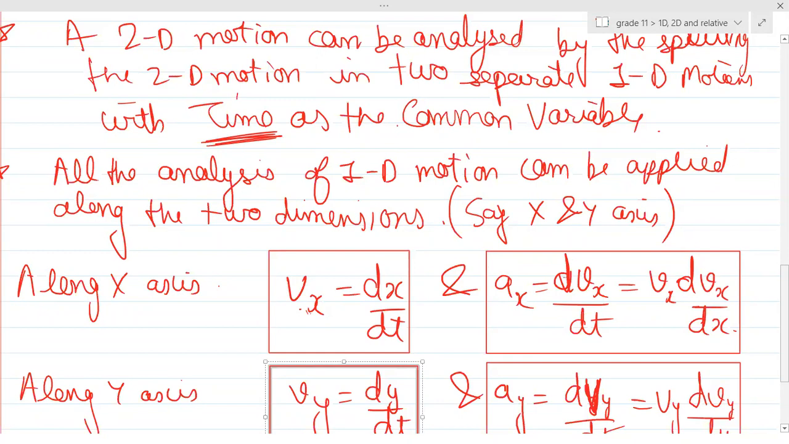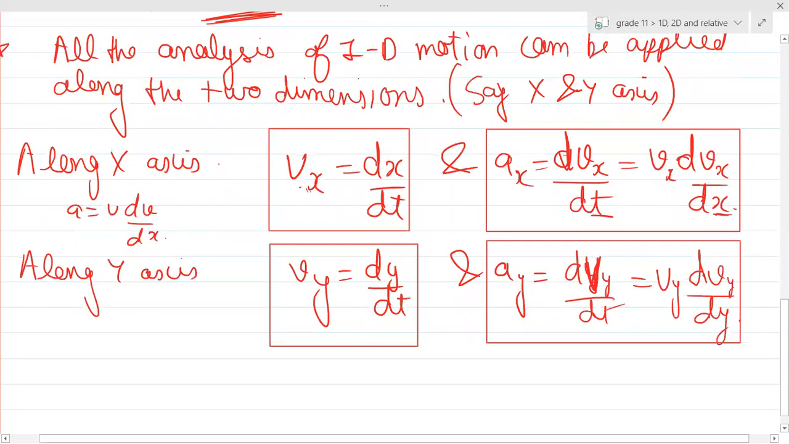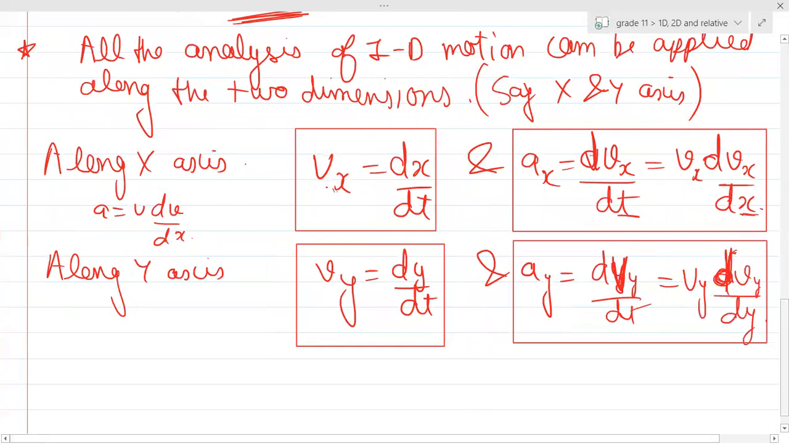Sir, how did Vx come outside? Do you remember the formula a is equal to v dv by dx? There was one more formula. Chain rule. Using chain rule, we derived this. So can you see here it is with respect to time, here it is with respect to position. Okay. I get it. Okay, yes, sir. Let's start a question.